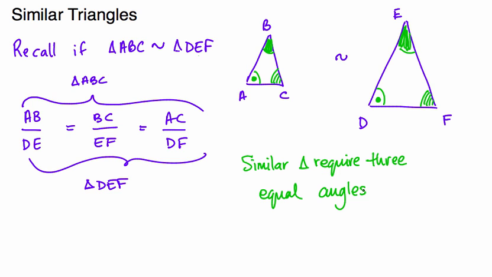Now, sometimes it's not as obvious that the three angles are exactly the same. Let's take a look at an example where it's a little harder to see the angles are the same, but they are, and we can actually use that to help calculate some missing information.